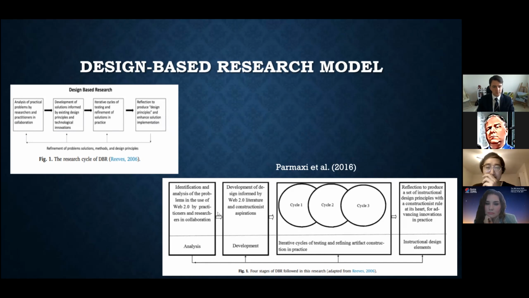So this is an example of how a researcher did the research based on this model. For instance, here, this research team wanted to know how Web 2.0 worked in a real context. So they analyzed Web 2.0, and then they designed a Web 2.0 intervention based on literature reviews. And then they did 3 cycles of interventions and then produced the findings.